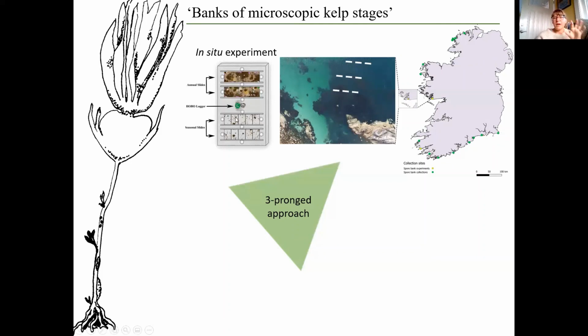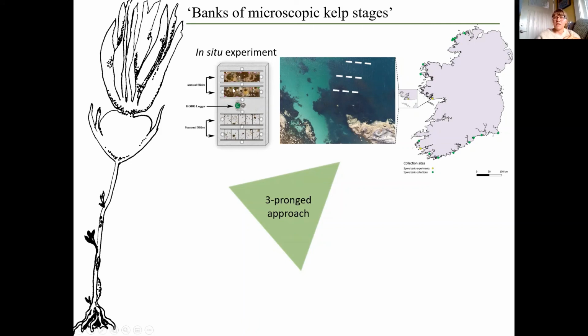Within these blocks, we have settlement tiles to capture kelp recruitment, as well as data loggers to tell us the light and temperature. And we've left some in for 1 year to collect reproductive cycles throughout the year, and some were taken out seasonally: spring, summer, autumn, winter. And this should give us information about how often kelp are reproducing, how those propagules settle, and whether or not they live to reproduce here seasonally.